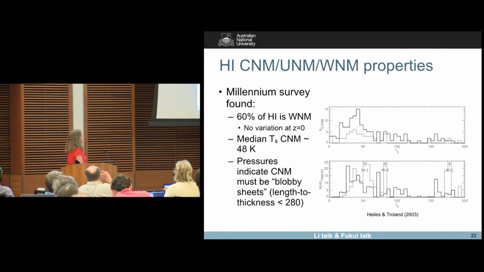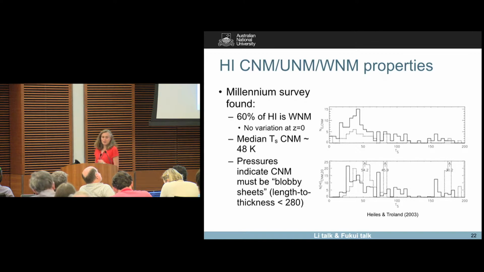So the Millennium survey found that about 60% of H I is in the warm neutral medium, and that there's no variation as you come down to the galactic plane versus going up above. So we don't see a significantly different population of gas as you come down into the disk, with median spin temperatures for the cold neutral medium of about 50 K or so. And the final point, which I find very interesting and important, is that the pressures indicate that the cold neutral medium must be in blobby sheets.